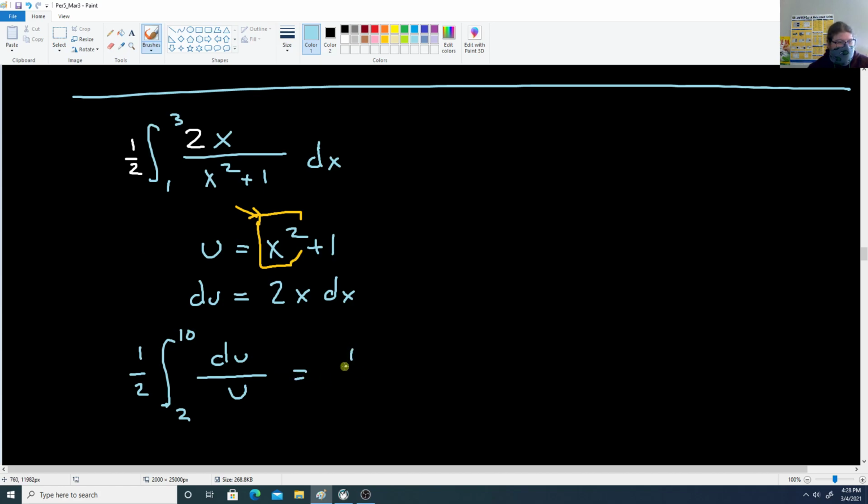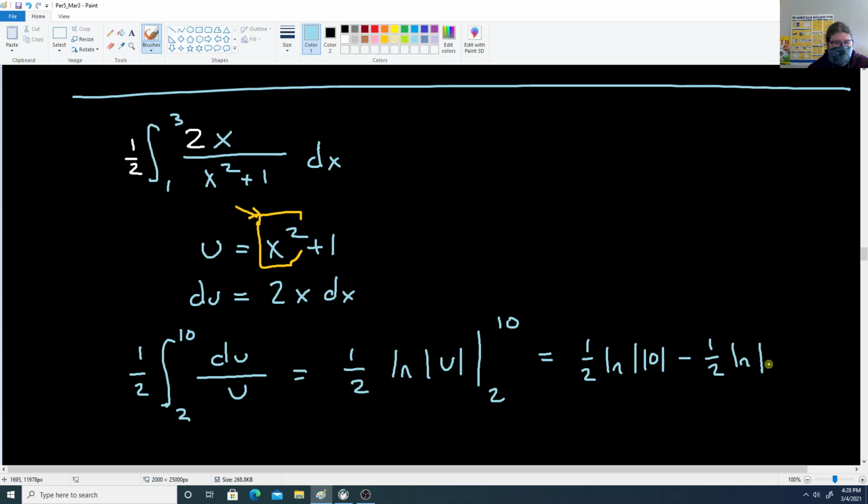So when I take the antiderivative of this, I get 1/2. Du over u turns into natural log of absolute value of u. That's going to be evaluated from 2 up to 10. So I get 1/2 natural log of absolute value of 10 minus 1/2 natural log of absolute value of 2. And then I can put that in a calculator.